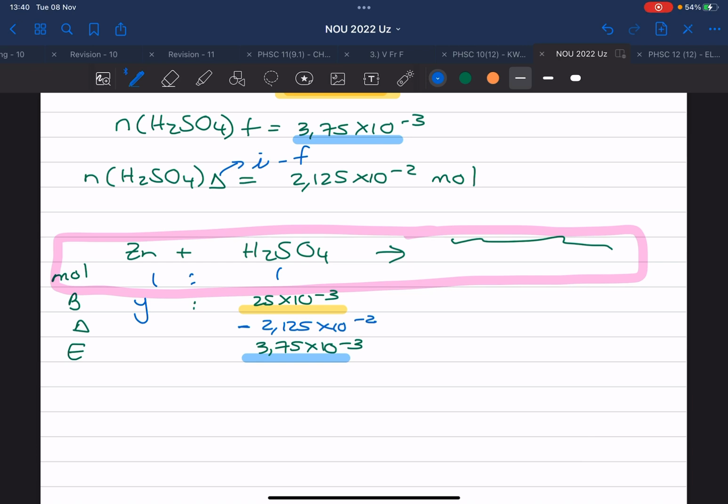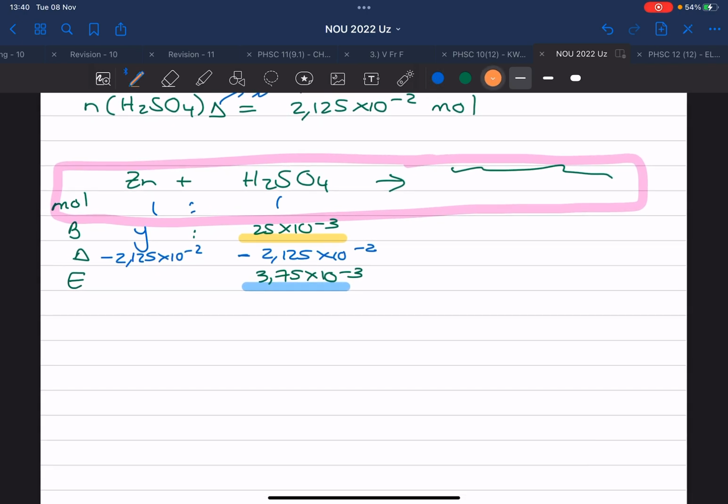Okay, hoekom wil ek dit weet? Want as ek weet hoeveel swaalsuur het gereageer, dan gaan ek uitvind hoeveel sink het gereageer. What is the mole ratio? It's 1 to 1. So as daar soveel mol gereageer het hier, dan gaan hier so ook wees minus 2,125 maal 10 to the mag minus 2. Okay, daai is die suiwer of the pure zinc. Daai is die suiwer sink wat gereageer het, sy mol.